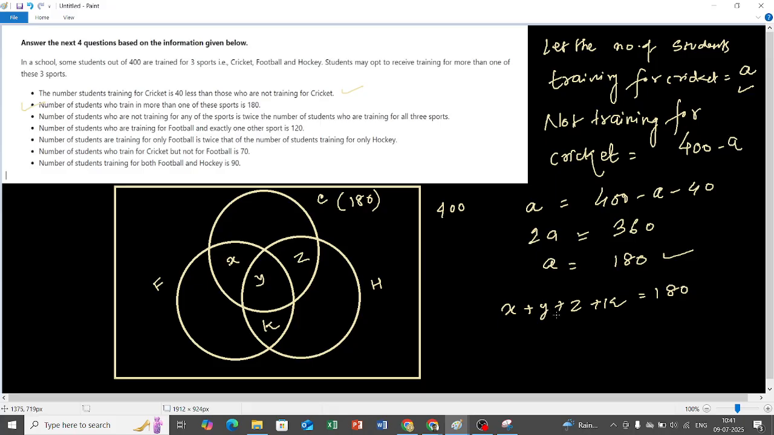The number of students who are not training for any of the sports is twice the number of students who are training for all the 3 sports. So all the 3 sports is what? y, right? All the 3 sports is y, and so not training is 2 into y, right?